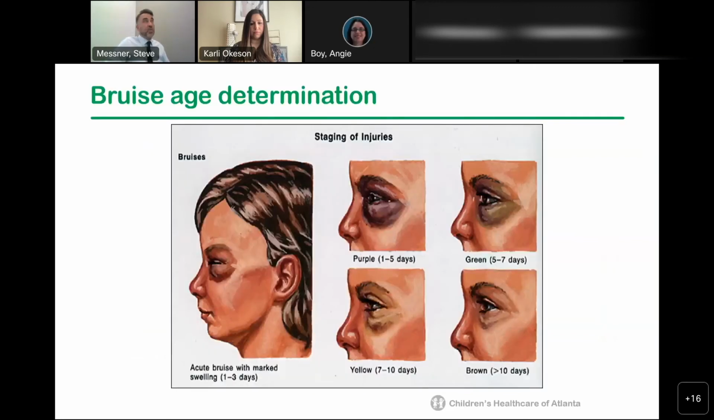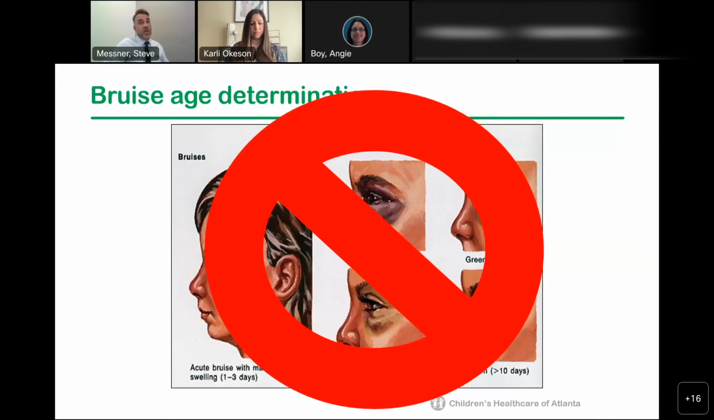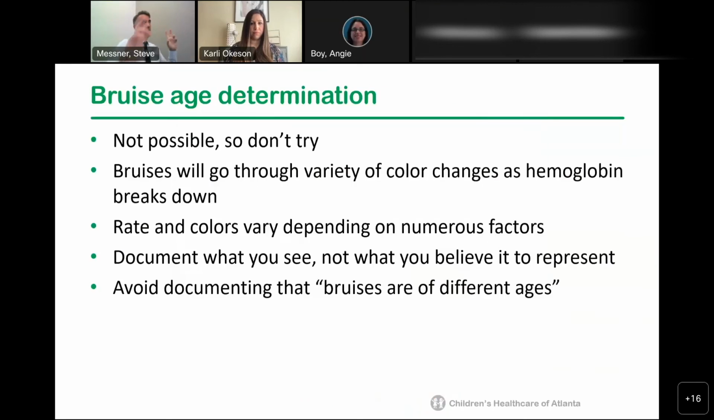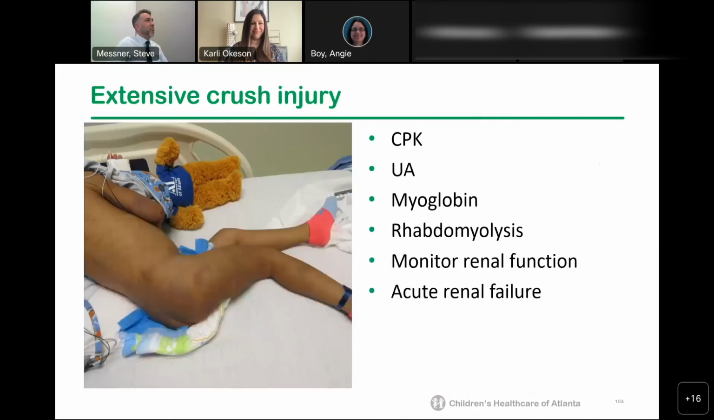Sometimes you'll hear about this. People put in the chart, oh, this is an older bruise, this is a younger bruise. You cannot accurately age a bruise. So as much as we'd like to, you can really only do it at autopsy if you do a punch biopsy and then you see if the red blood cells are kind of gobbled up by these other cells called macrophages. So it's impossible to accurately age a bruise. So we won't do it. I wish we could, sorry.